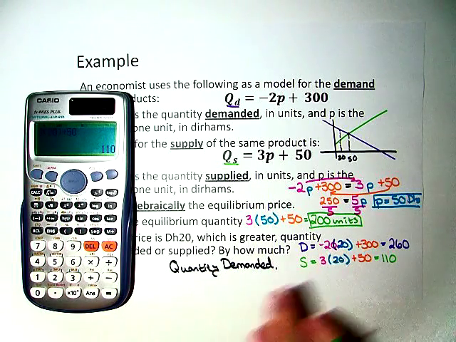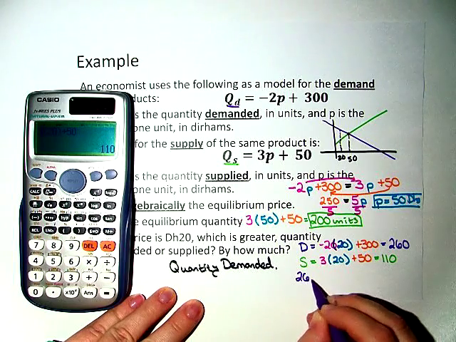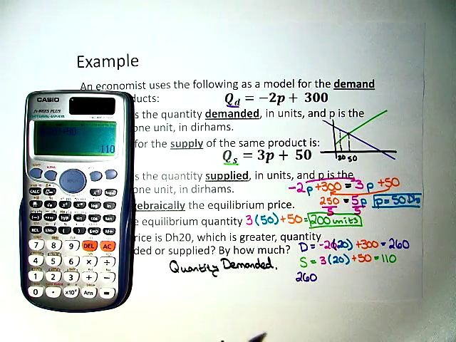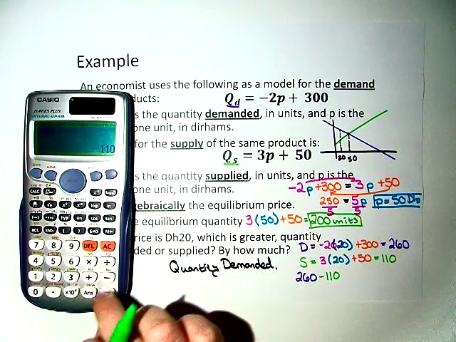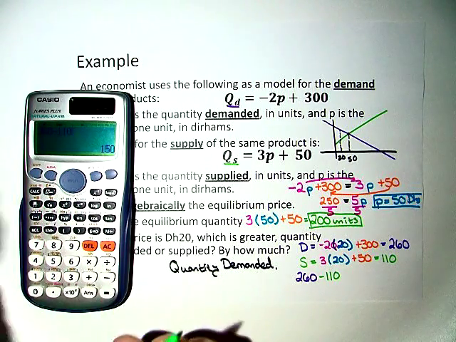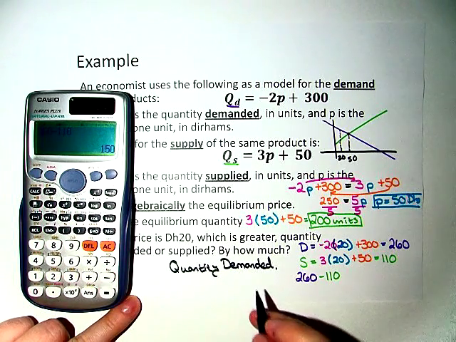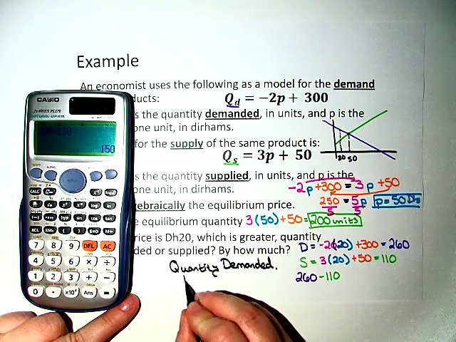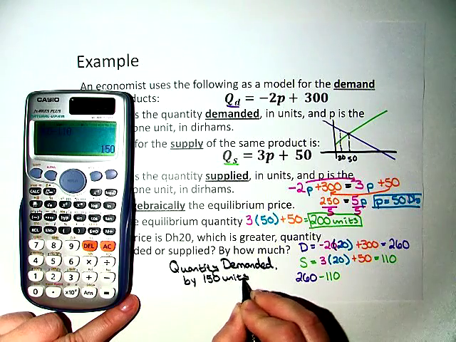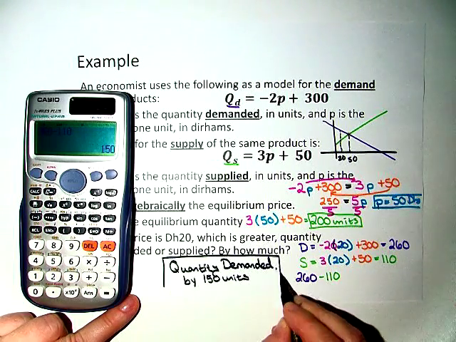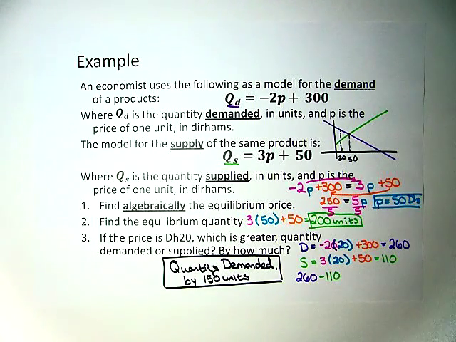So by how much? So now we need to take 260 and subtract 110. 260 minus 110 gives me 150 units. So the quantity demanded is greater by 150 units. So this is the answer for number 3, number 2, and number 1 in this example.